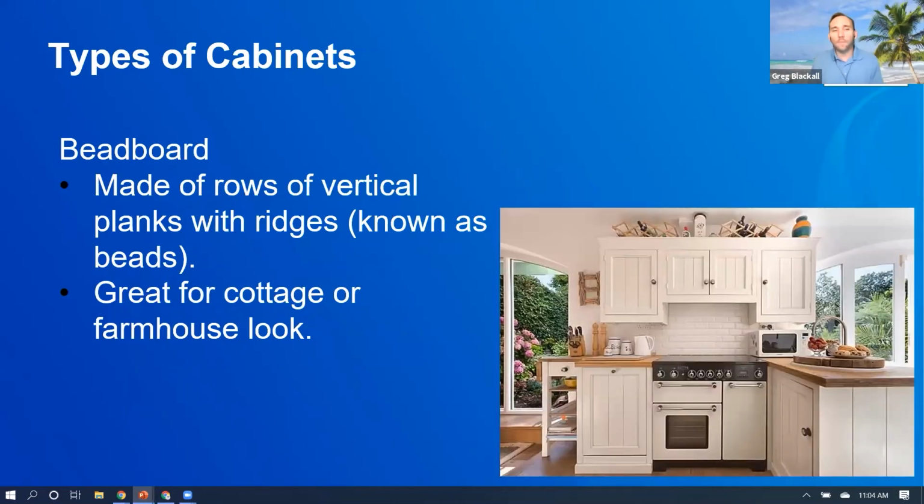Then you have what are called beadboard. So they're made of rows of vertical planks with ridges known as beads, and they're great for cottage or farmhouse styled homes. So you're going to see this style of cabinet in a lot of cottages, because this is what people think of when they think of farmhouses, especially out west. Think about the old farmhouses, you know, it's set on 80 acres with a farmhouse in the middle kind of thing. This is what you expect those cabinets to look like.